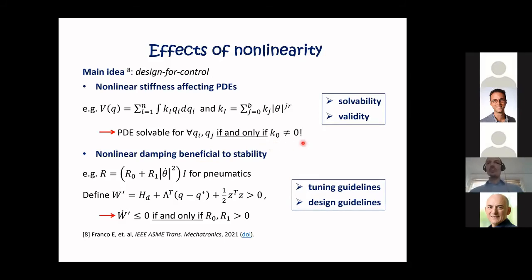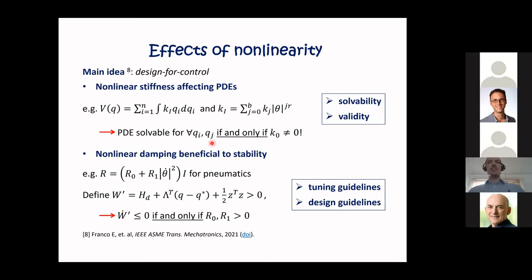So this means that we can indeed construct a control law, and that this control law is valid for any configuration of the joint position. If, however, K0 happens to be zero, we can still solve the PDE, but only for the case Qi equal Qj for any i and j, which is the constant curvature configuration.